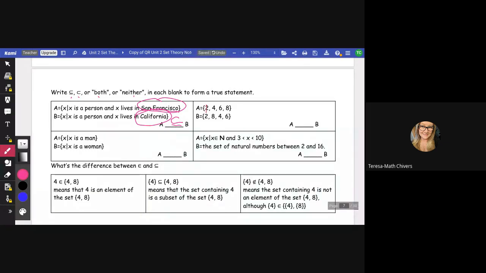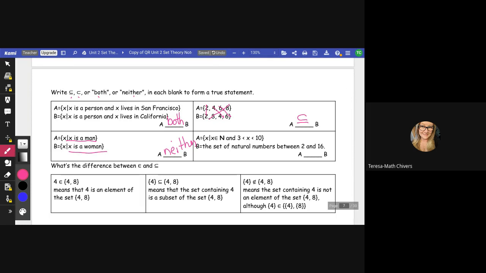The next one, we have the numbers 2, 4, 6, and 8. They are exactly the same. So it can be a subset, but it is not a proper subset. This one could be both. I guess I need to fix that. It could be a subset or a proper subset because it's not equal, and that's why it's both. Here we have X is a man and X is a woman. That is neither. You can't be both. Well, at least you didn't used to be able to.